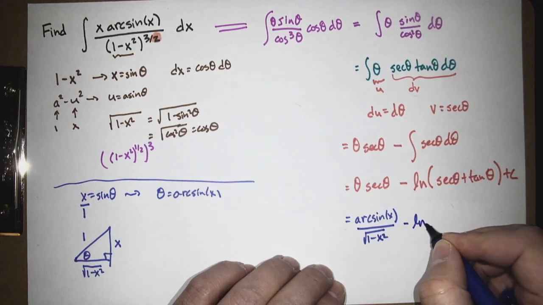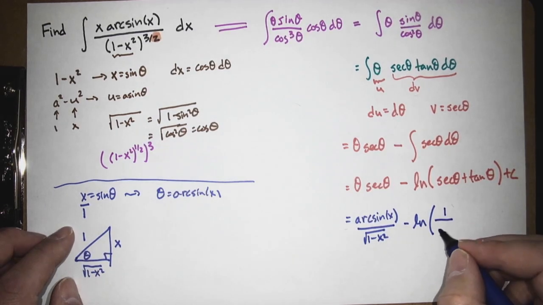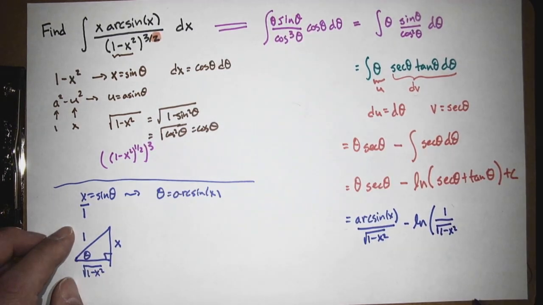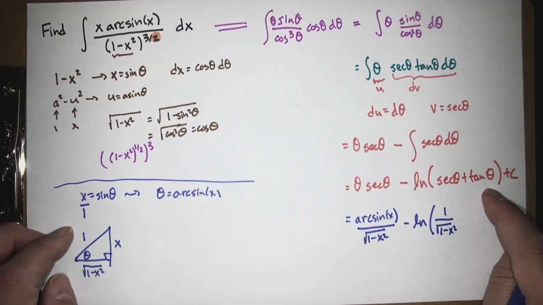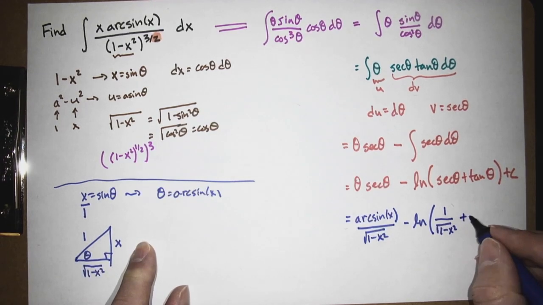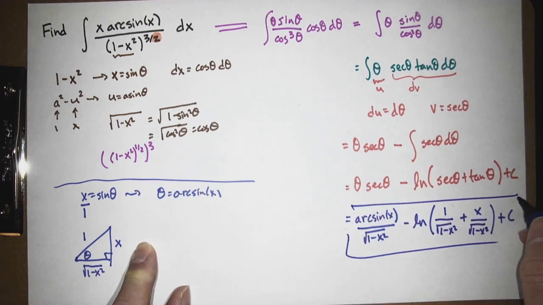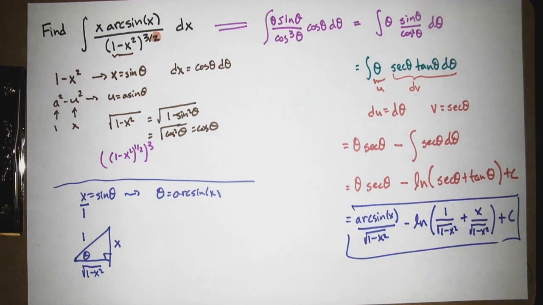Minus log secant, hypotenuse over adjacent, 1 over square root of 1 minus x squared. What is tangent? Opposite over adjacent. x over square root of 1 minus x squared. And there we go. So it's something we can do. We have the technology. Nice.